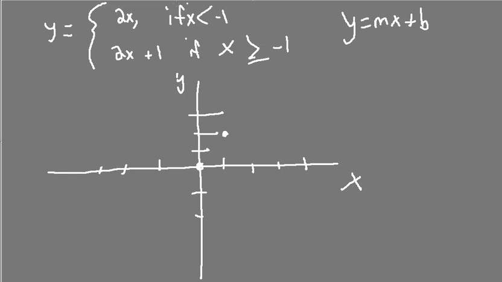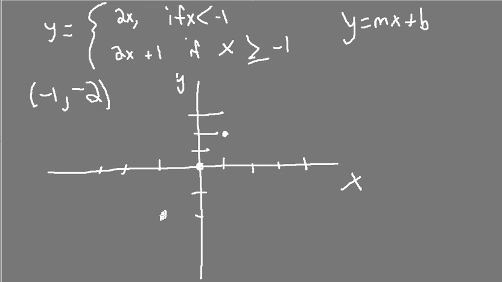So if I plug negative 1 in for x, negative 1 in here, I'm going to have negative 1 times 2, which is negative 2. So the first ordered pair for this particular one would be the ordered pair negative 1, negative 2. So if I plot negative 1, negative 2, it's going to be here, which you notice falls on that line.